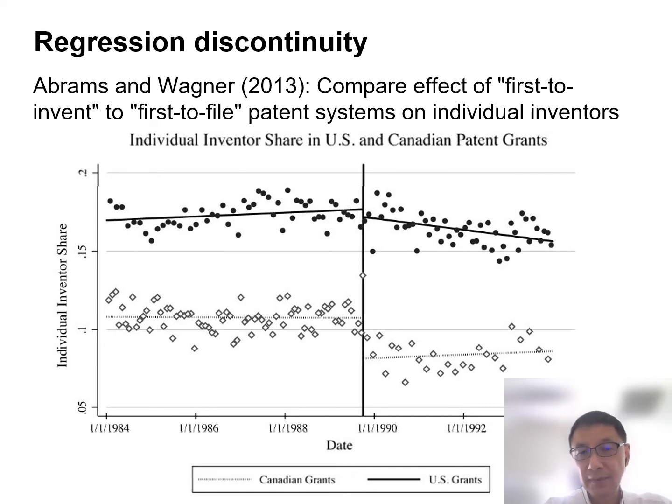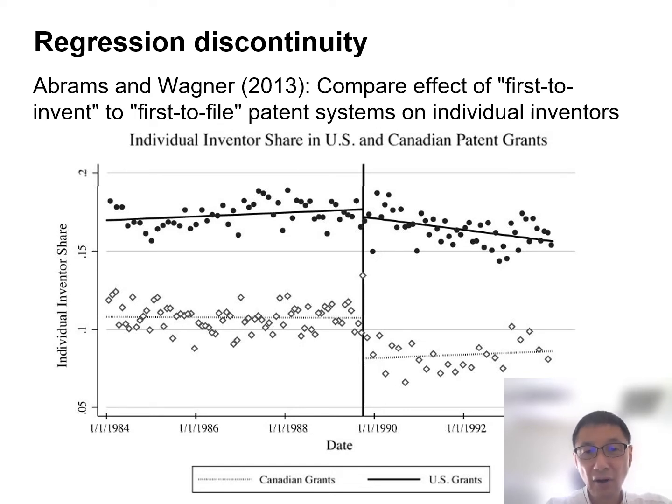Abrams and Wagner, in their 2013 paper, carried out a study of a change in Canadian law from a first to invent to a first to file patent system. First to invent meant that the first person to invent a technology could get the patent, regardless of when they filed, whereas first to file meant whoever was first to file the patent application would get the patent even if they were not the first to invent the technology.